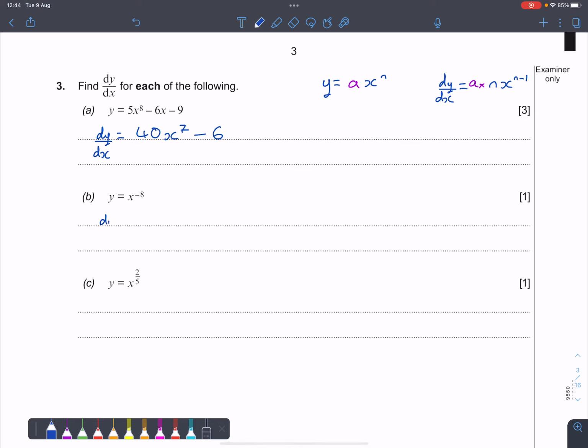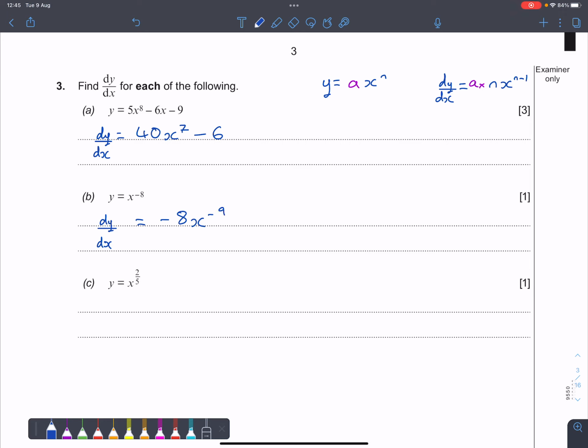For the second one, we just have to be careful because it's negative. So my x to the negative 8. Then my power is going to come out in front and give me negative 8x. And it drops by 1, so it's going to be negative 9. So it's negative 8x to the negative 9.